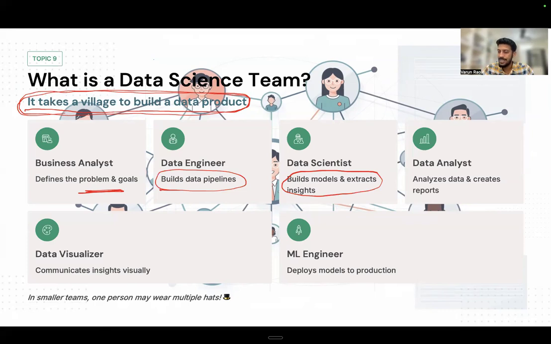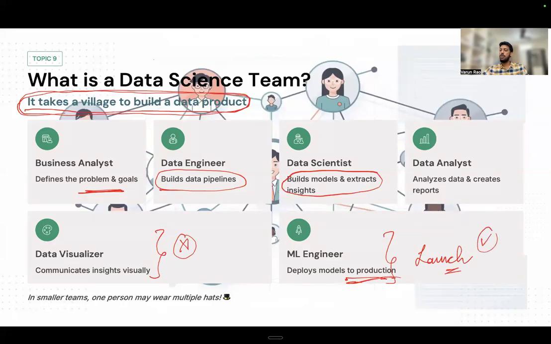Finally, you have a data visualization team. Again, this is not necessarily available in every organization. However, based on the size of the organization, you might have a data visualization team which communicates insights visually. And finally, you have an ML engineer. This is the person who takes your product to production, to the launch phase. This is the guy who needs to give you a go ahead. So this is usually how the team works. Now, if you are a fresher in the market, then mostly you would be either a business analyst or a data analyst.